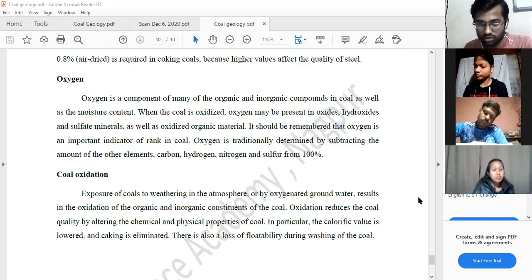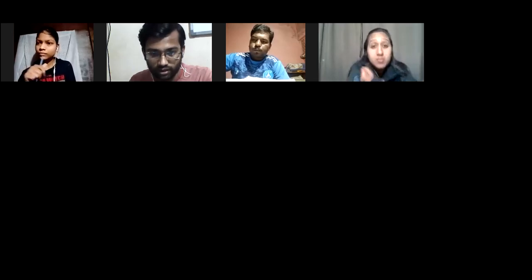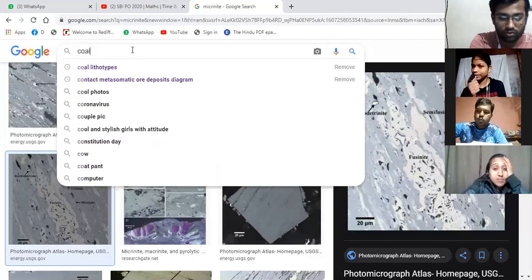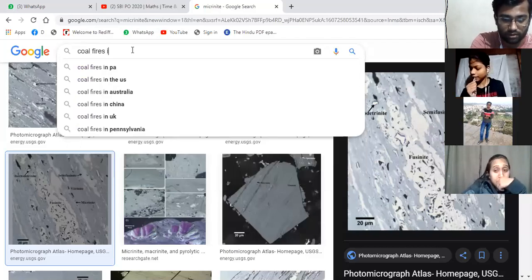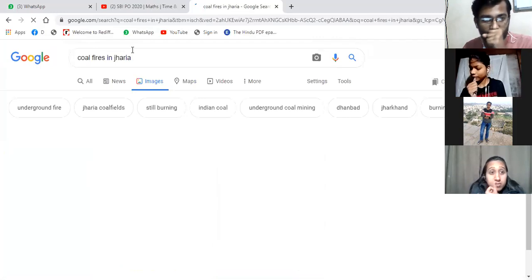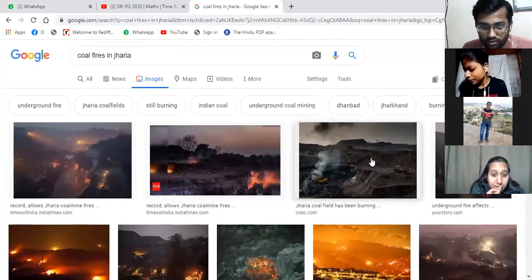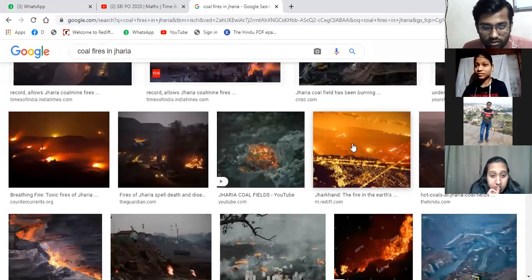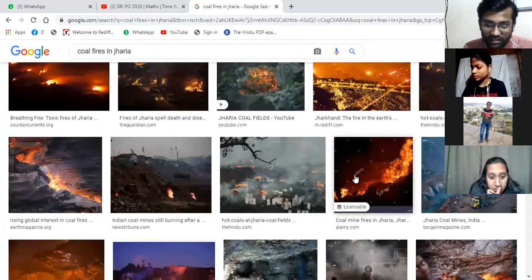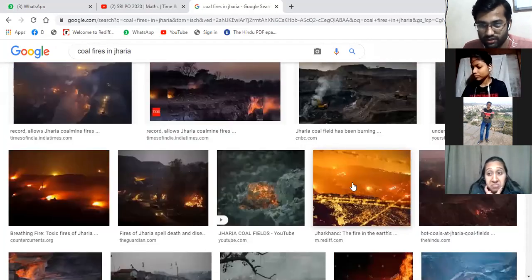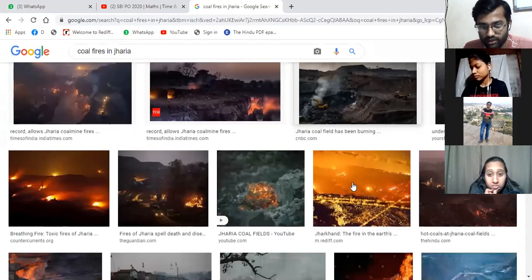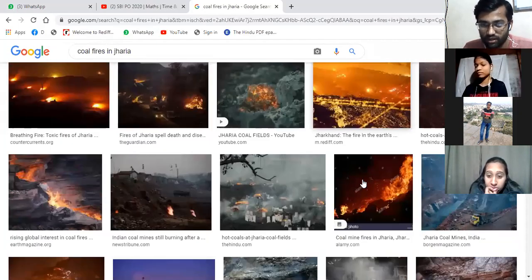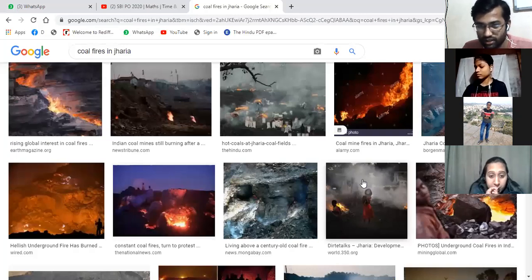Okay, I'll show you some pictures about this. Thankfully we have Google. See this. In many places this is the result of oxidation. Nobody set the fire. Due to oxidation, in summers and so on, the coal automatically catches fire. Everywhere you have coal, it will keep burning, so automatically you will lose good quality coal.